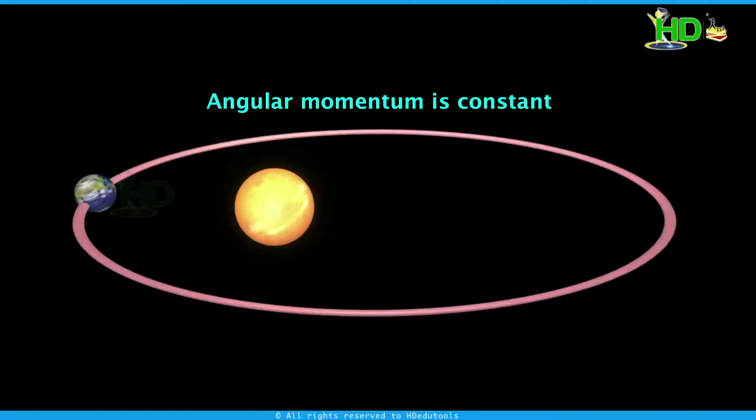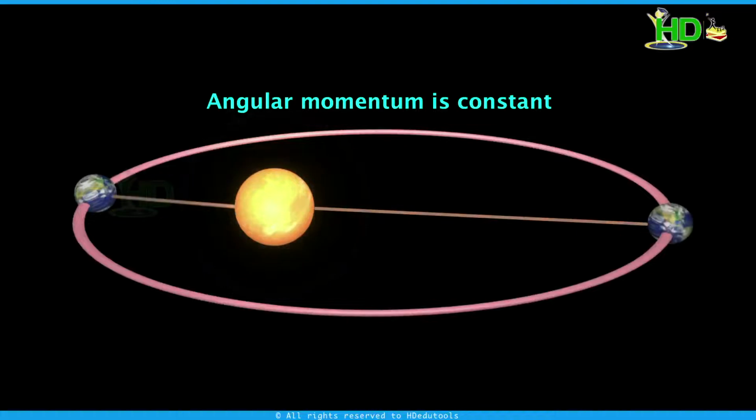In this case, the angular momentum is constant. And the distance when the planet is nearer is called perihelion, and the distance when it is away from the Sun is called aphelion. In general, the distance between Sun and the planet is taken as the average of these two.